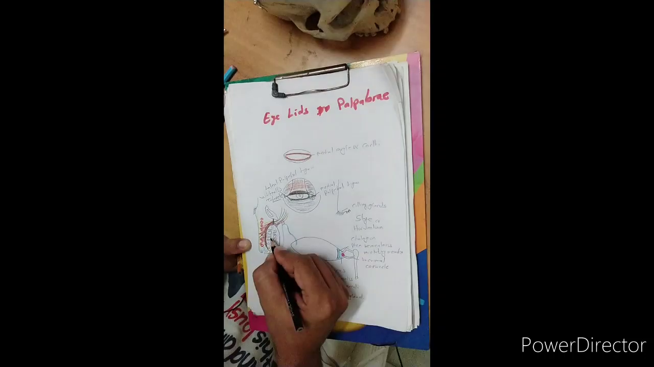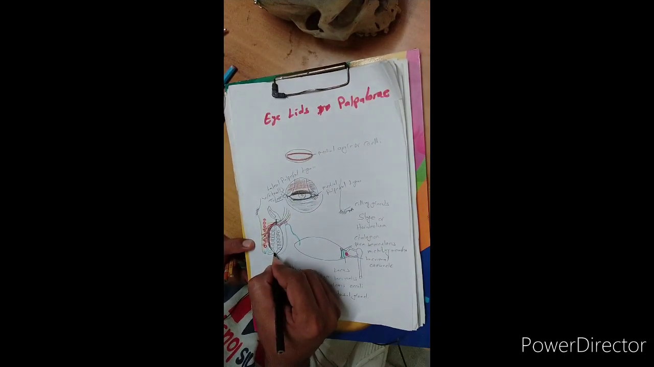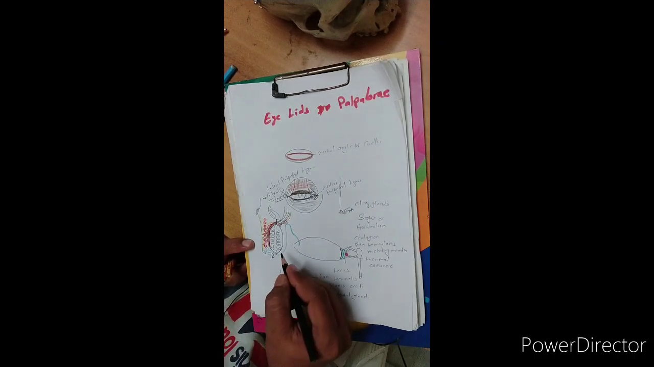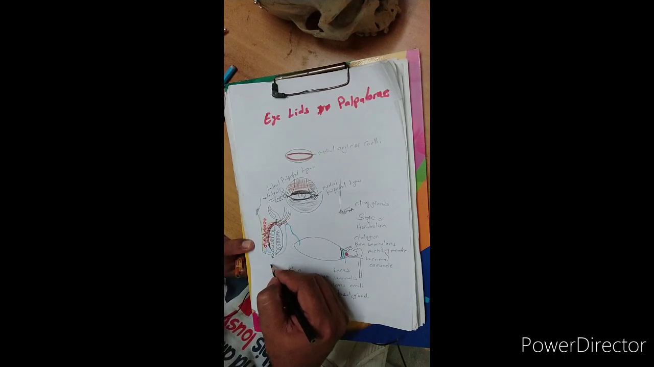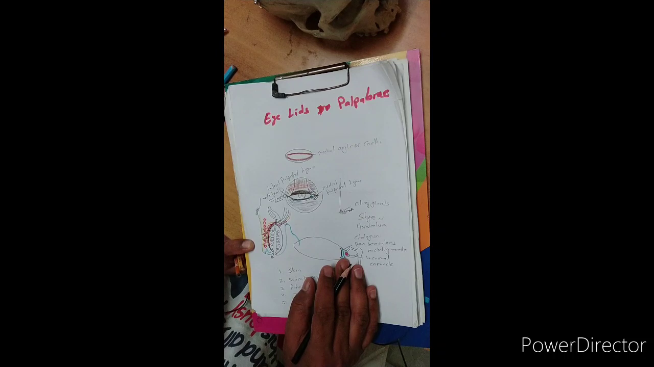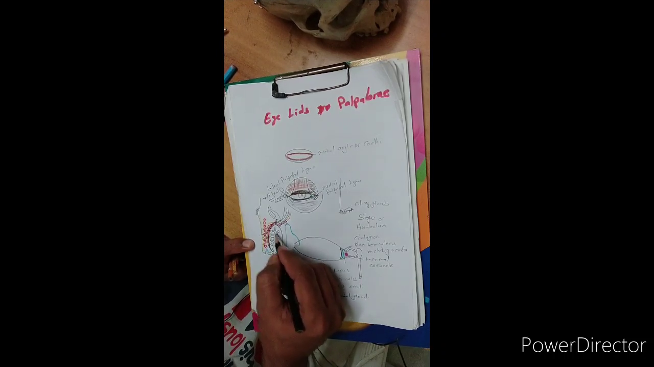Now the secretion of the tarsal glands is oily. This oily secretion comes from the tarsal gland here, and it prevents the evaporation of the tears. Evaporation of tears is prevented by the presence of the oily layer over the tears here. Clear? So this is how the tarsal glands are formed in the tarsal plate.